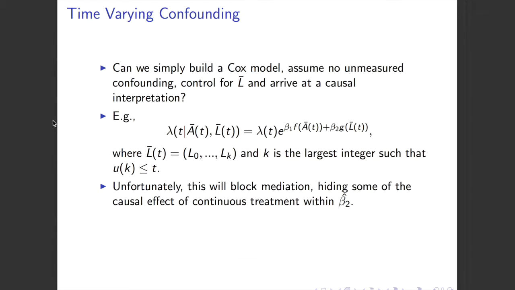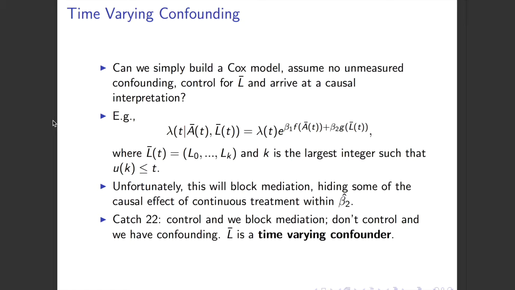But I think in some Cox models with time-varying covariates, they just assume that given the past, the hazard is only dependent on the current, not the whole history. So you'd use the very previous value. It's kind of like an independence assumption. Yeah, it's still a strong assumption. As we said, this is going to block mediation, hiding some of the causal effect of the treatment within beta hat 2.